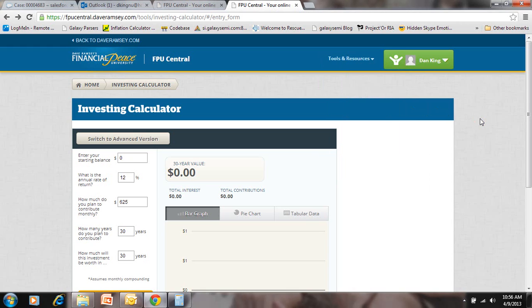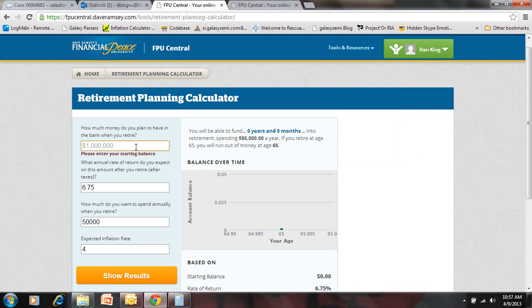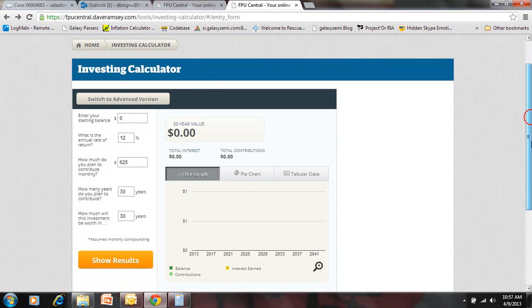So in our retirement planning calculator, the first thing it asks us is, how much money do you plan to have in the bank when you retire? Well, you've got to know that. That's the first step. So let's talk about that. That's why we need the investing calculator up.